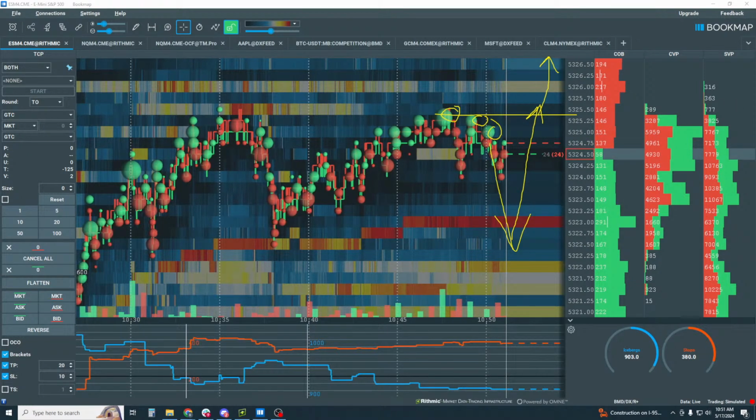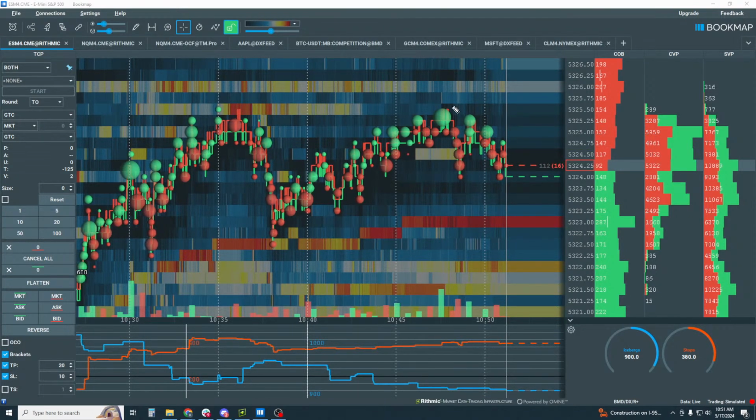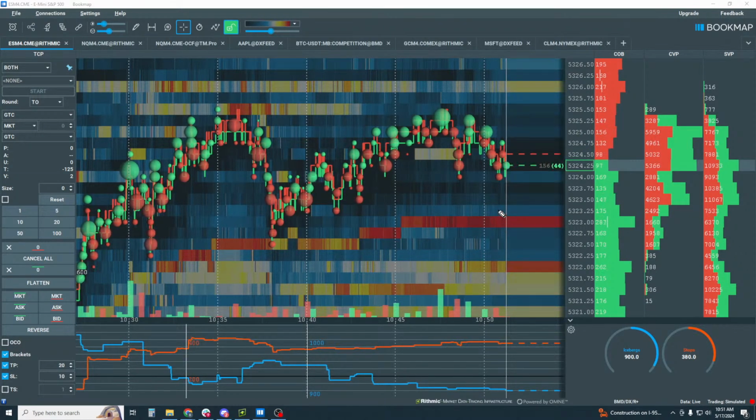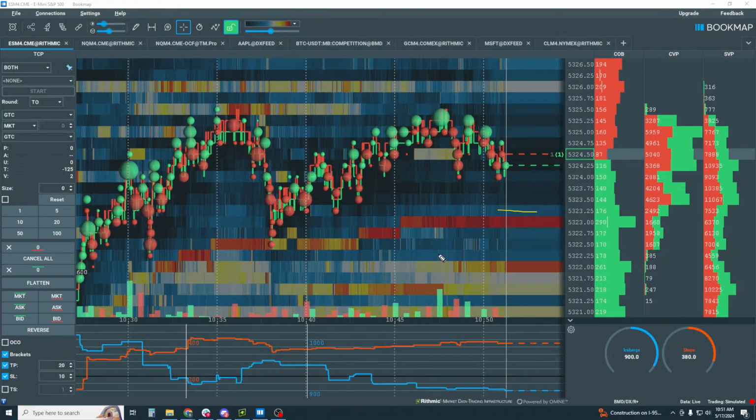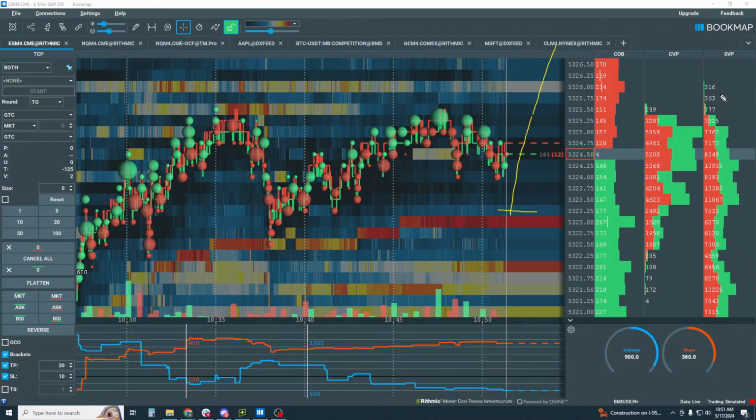Okay, this can be really nice, and why it works is because you can get a fill down here, which is fantastic, and then you get all of this range and you get the breakout.